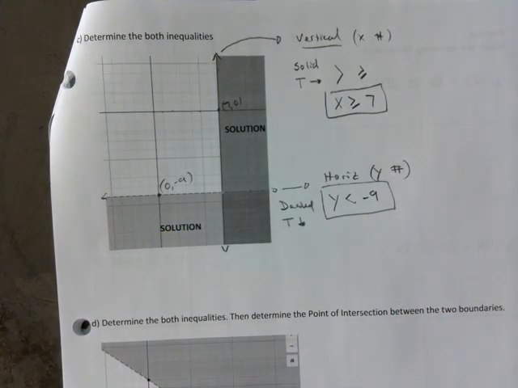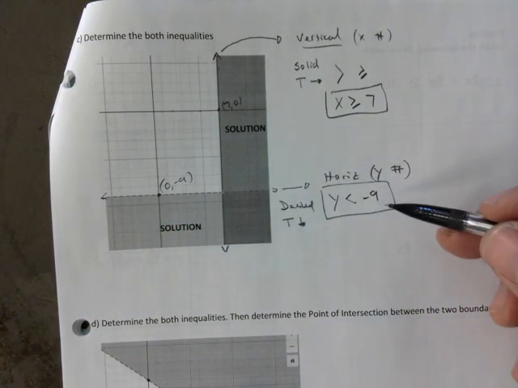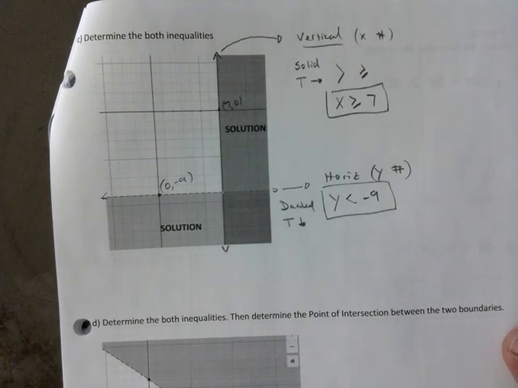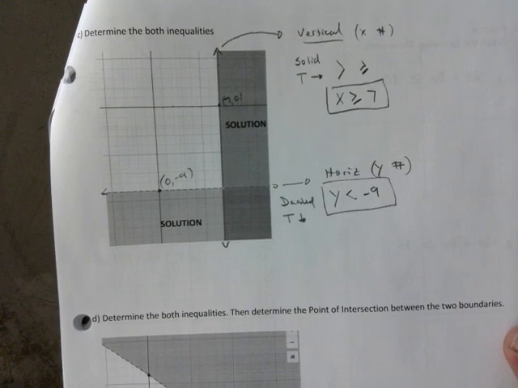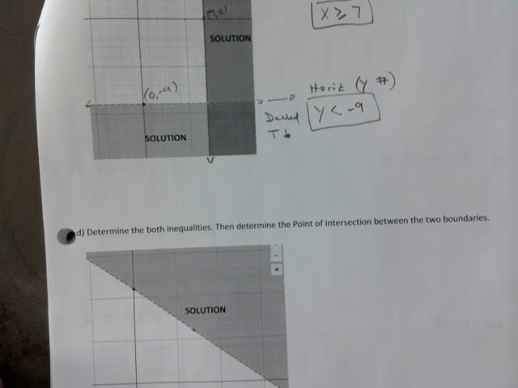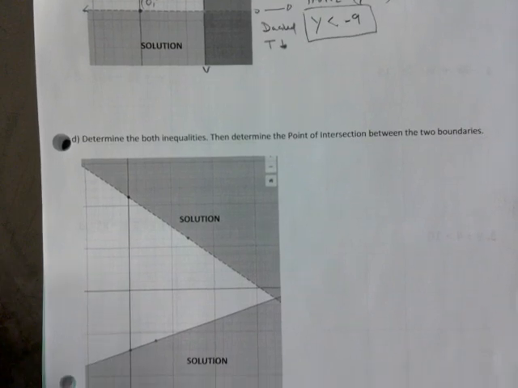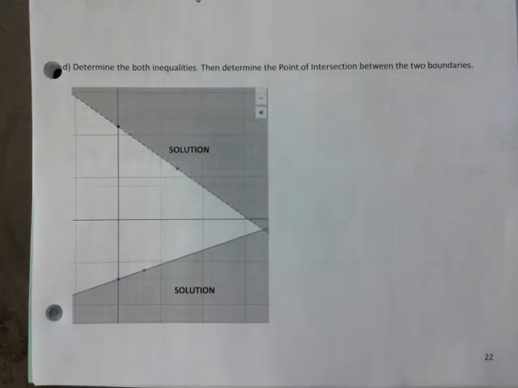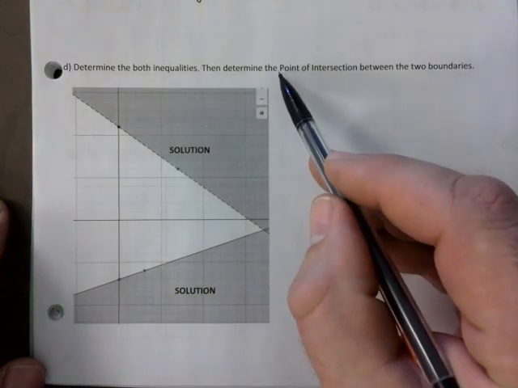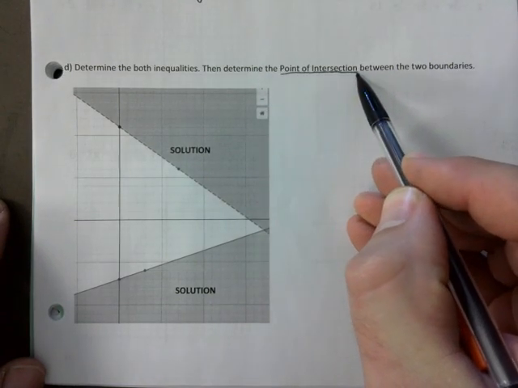So you don't need to figure out slopes. You just need to figure out that number and the inequality symbol, right? And so make sure your study sheet has that to help you out. And I want you to try to determine both inequalities here. And then we're going to take it one step further and determine the point of intersection between the two.